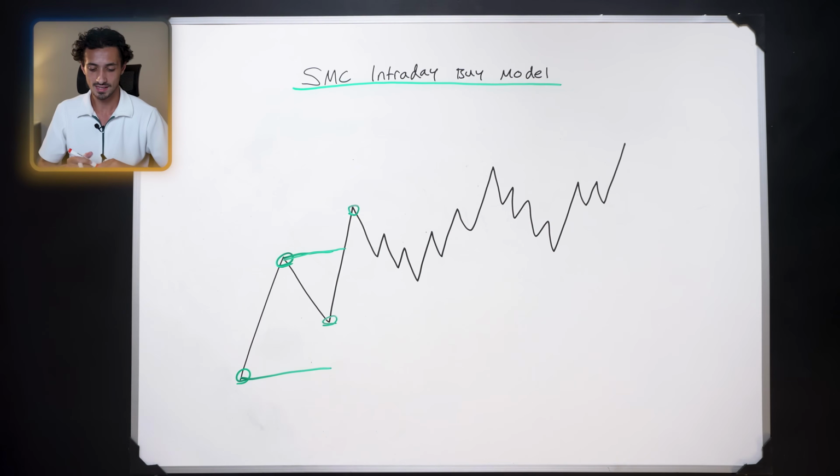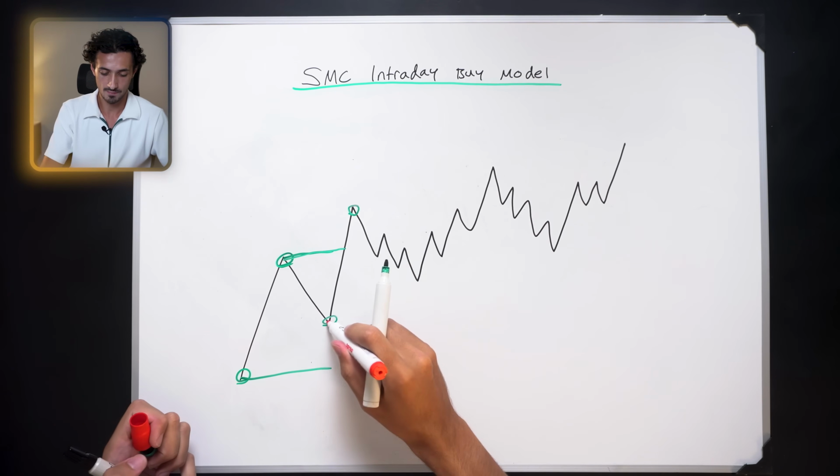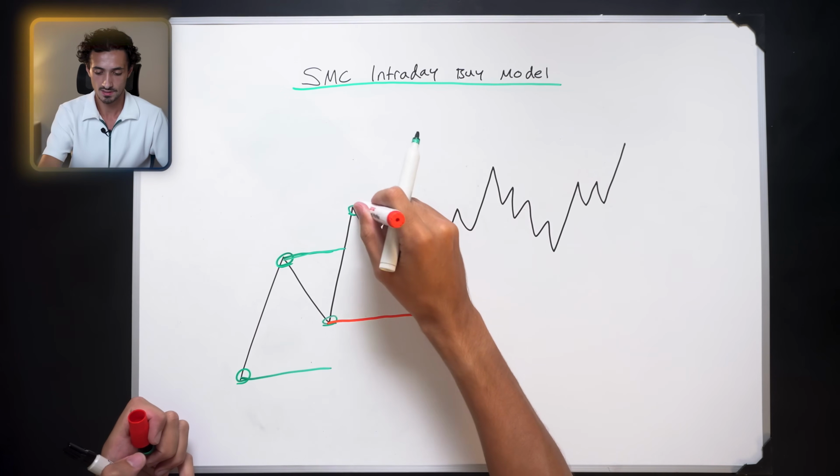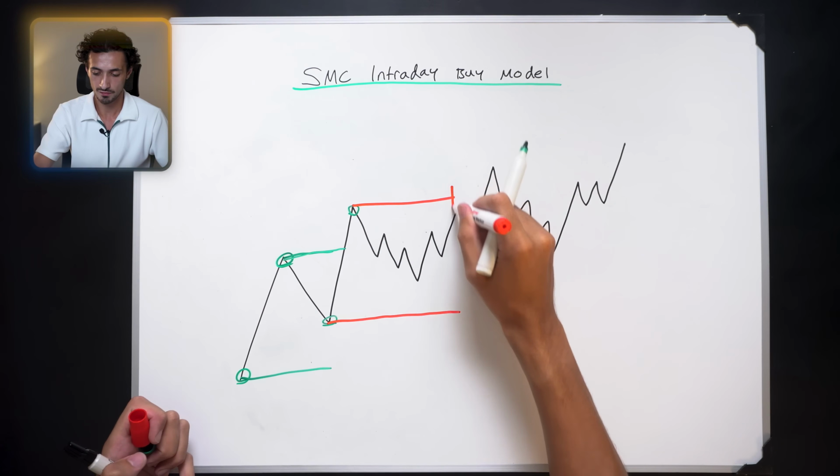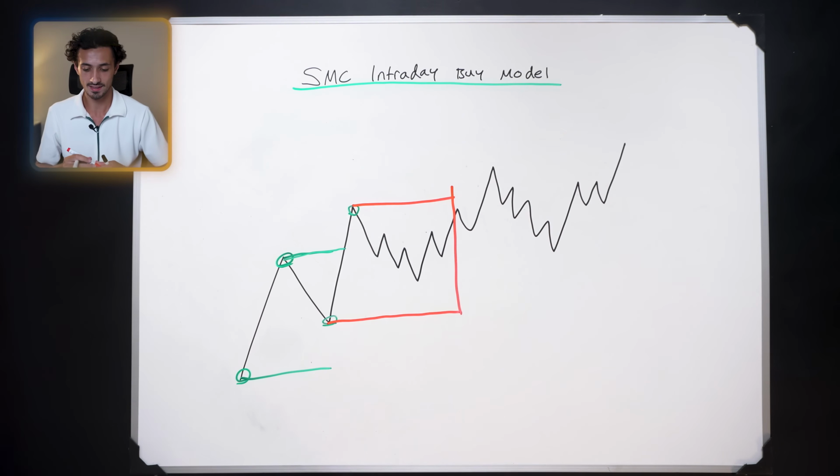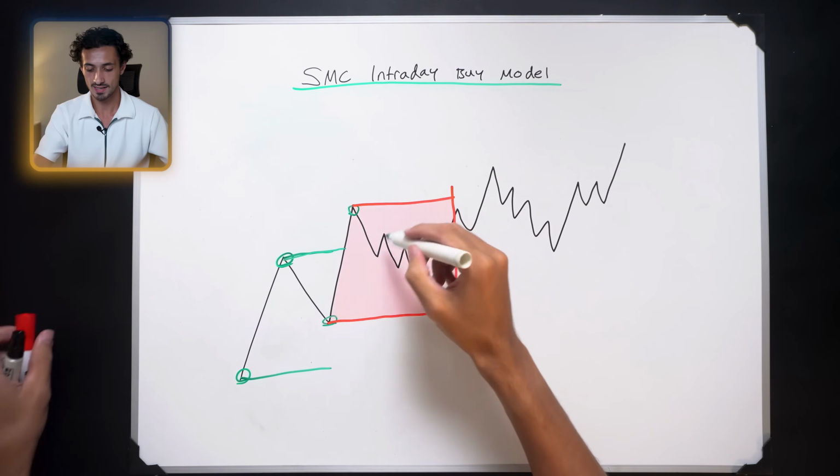Now, what we have to understand is this is our trading range, right? So from these lows down here to this high up here, before price breaks out of anything, that's our trading range. And price is going to trade inside of this range.